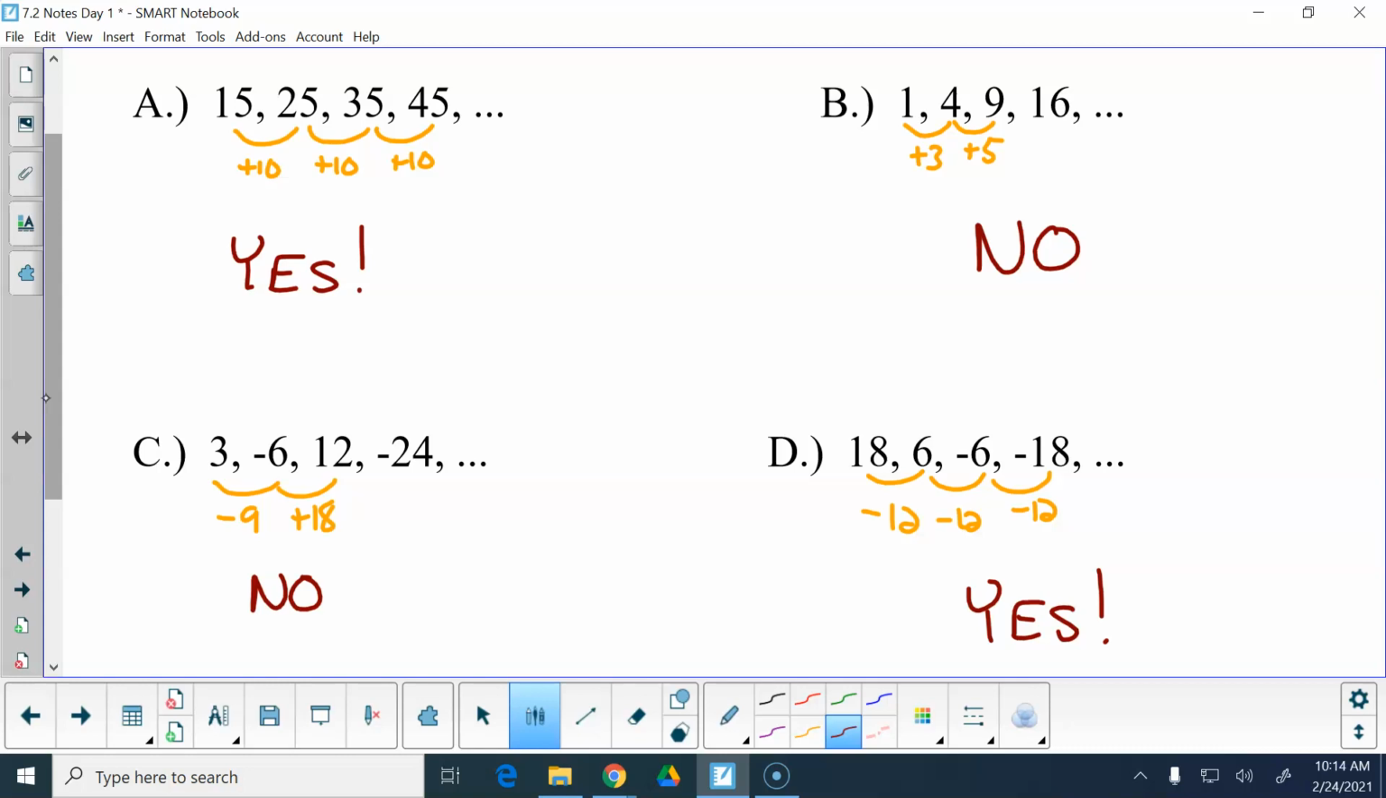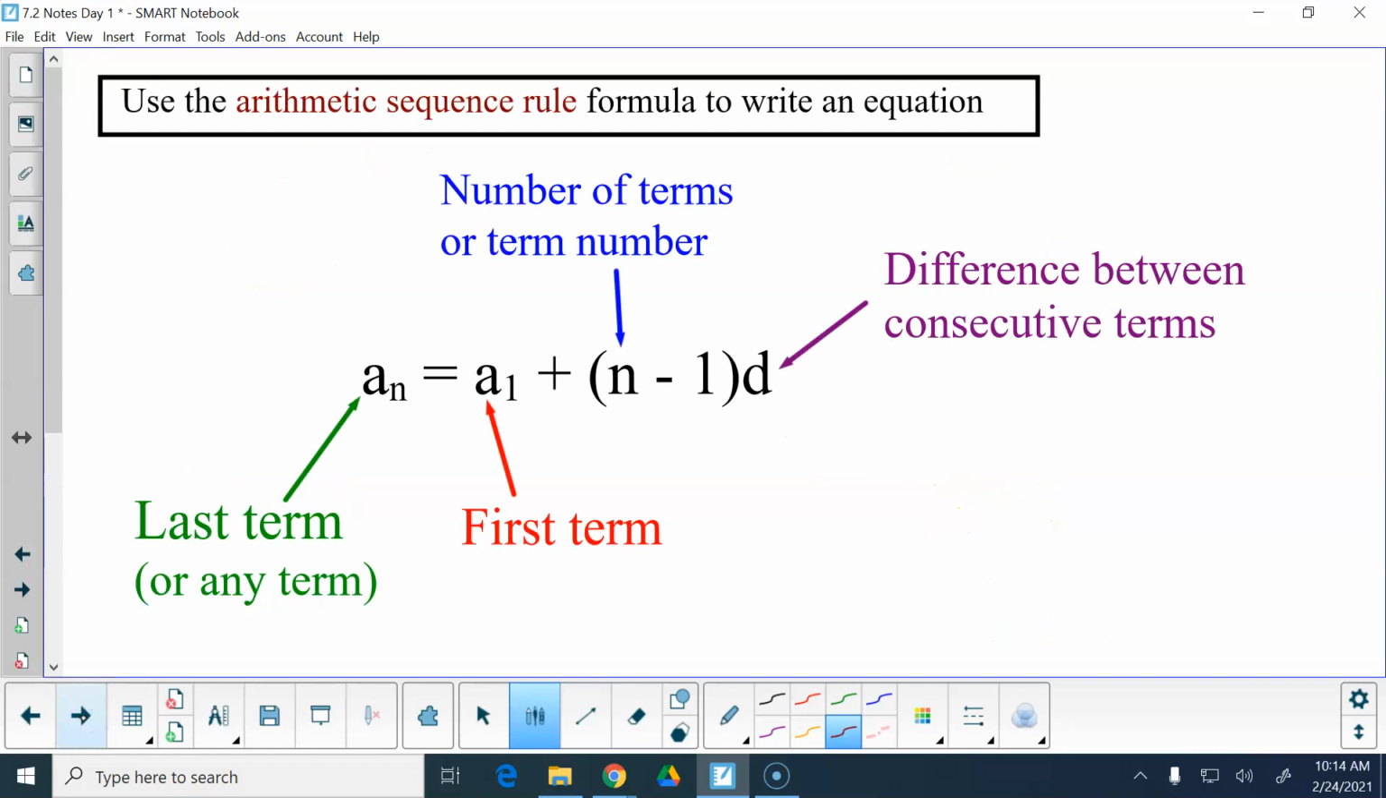Well, that's next week. And the question was just, is it arithmetic or not? Yeah.